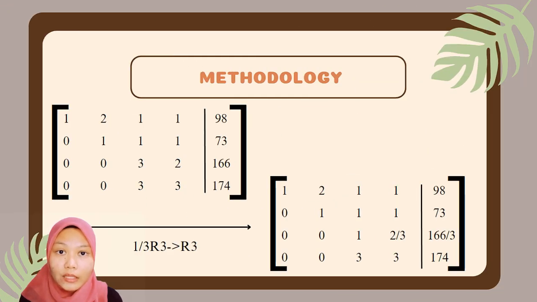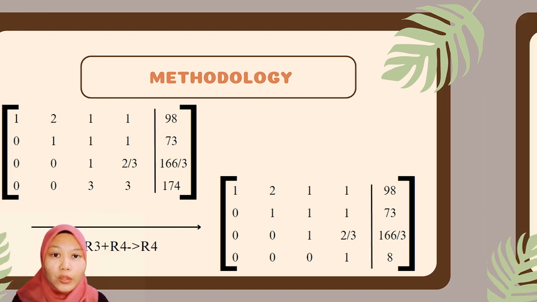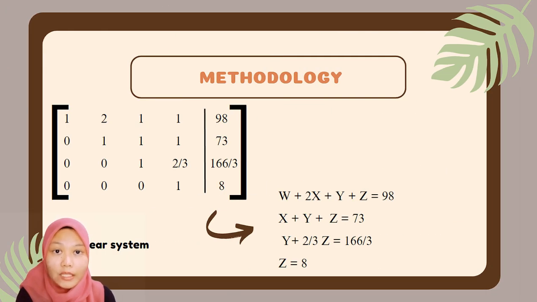Proceed to the third row. Since the first non-zero entry in the third row is 3, we need to multiply this row with 1 over 3 to find the leading one in the third row. Next, multiply the third row with -3 and add it to the fourth row to make the entries below leading one in third row 0. Now, the matrix is already in a row echelon form.